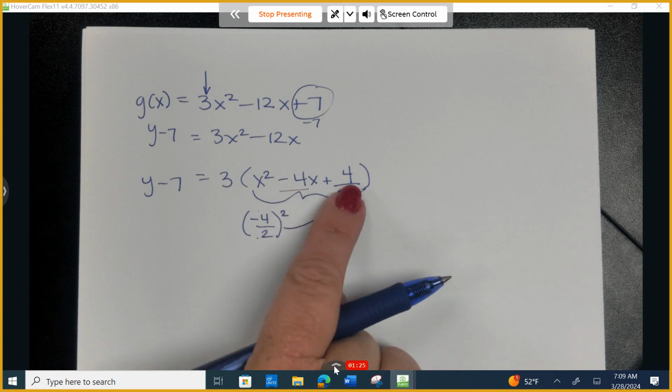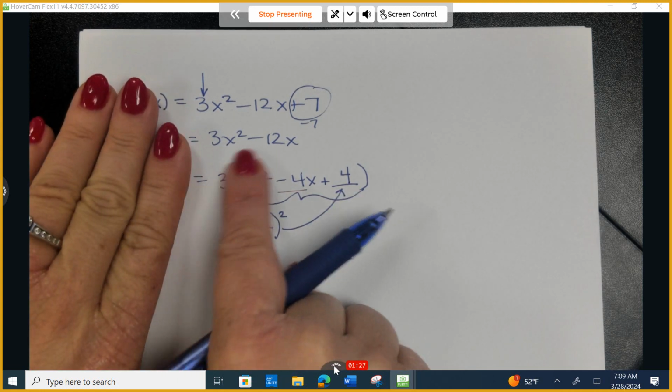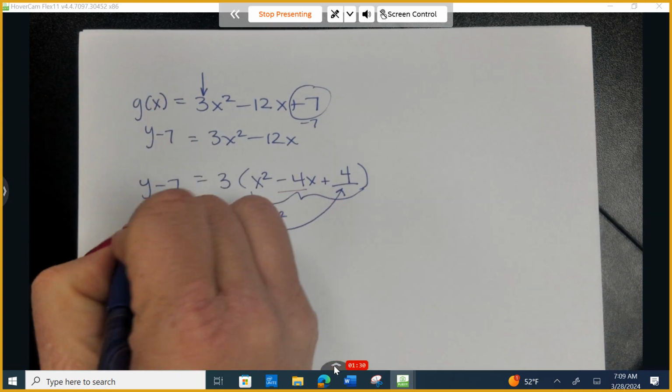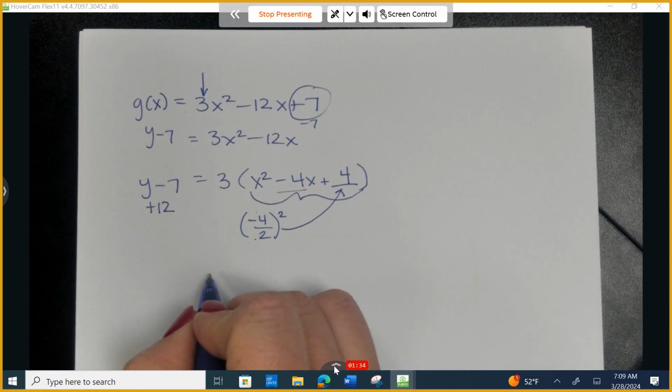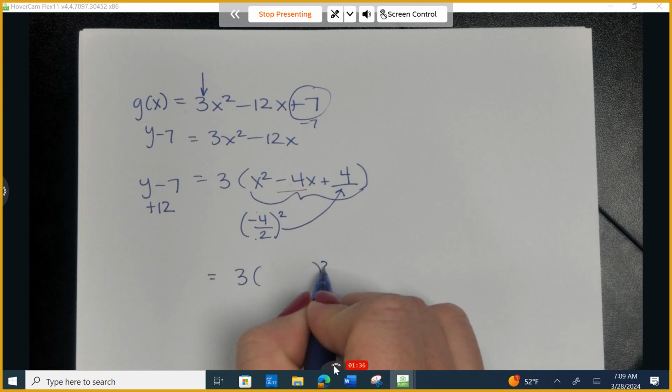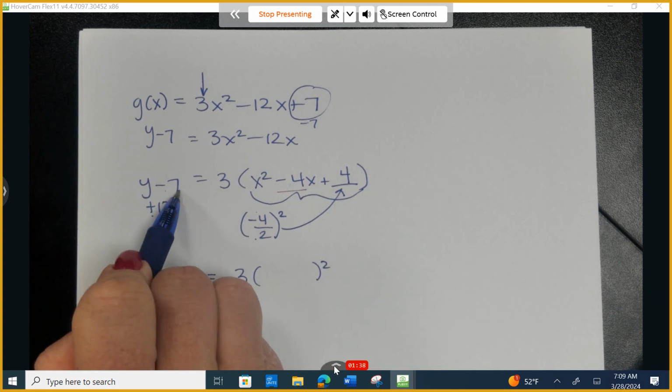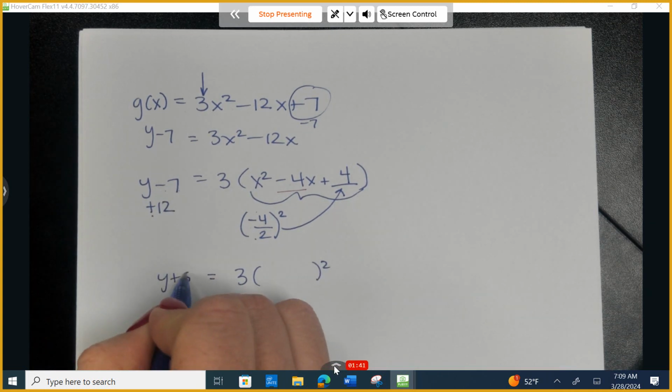Now, I did not just add 4 to the side. To the right-hand side, I added a value of 12. So on the left-hand side, please add 12 to keep the left and the right sides balanced. 12 and -7 is a +5.